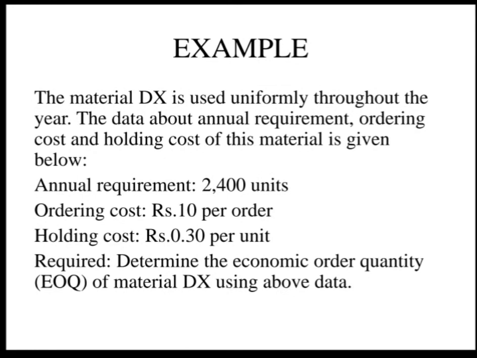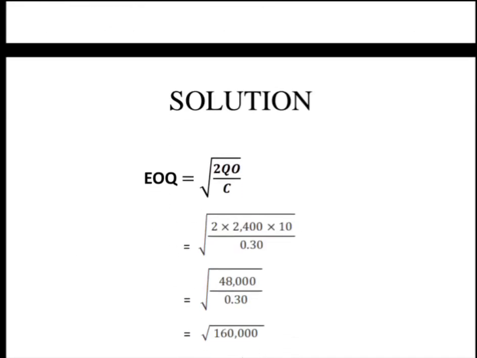Now we'll discuss with an example. The material DX is used uniformly throughout the year. The data about annual requirement, ordering cost, and holding cost is given. The annual requirement is 2400 units. Ordering cost per order is 10 rupees. And holding cost per unit is 30 paise. So we have to determine the economic order quantity.